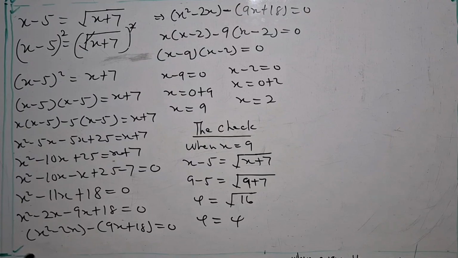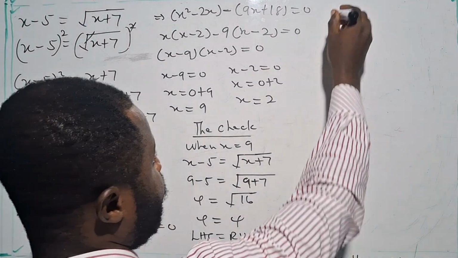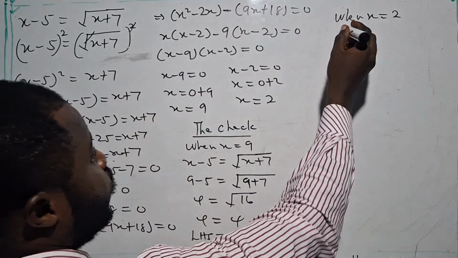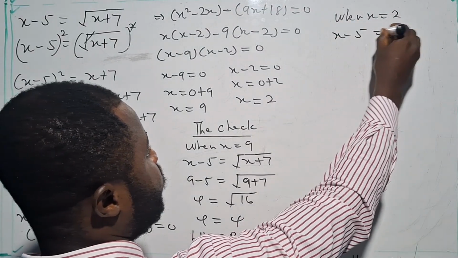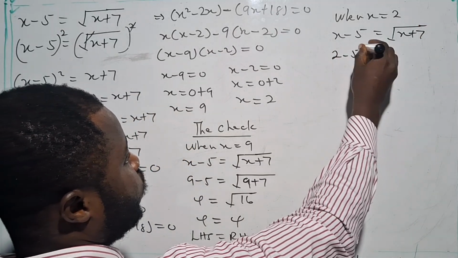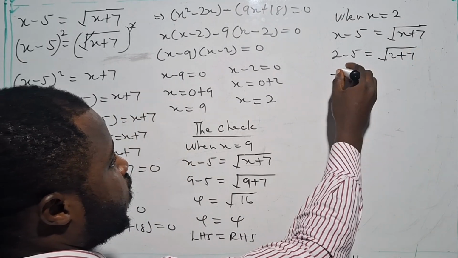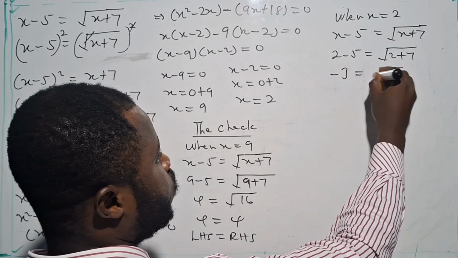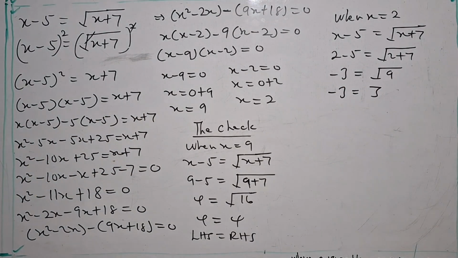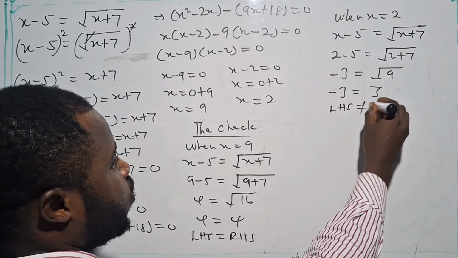So doing the check, the left hand side is equal to the right hand side. So let's try another one. When x is equal to 2, we are doing the check. The equation is x minus 5 is equal to the square root of x plus 7. So here I have 2 minus 5 is equal to the square root of 2 plus 7. So this will give me negative 3 is equal to the square root of 9. Negative 3 is equal to the square root of 9, which is 3, which is not the same. So the left hand side is not equal to the right hand side.